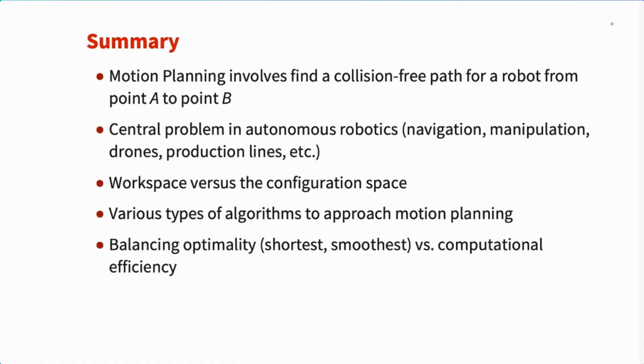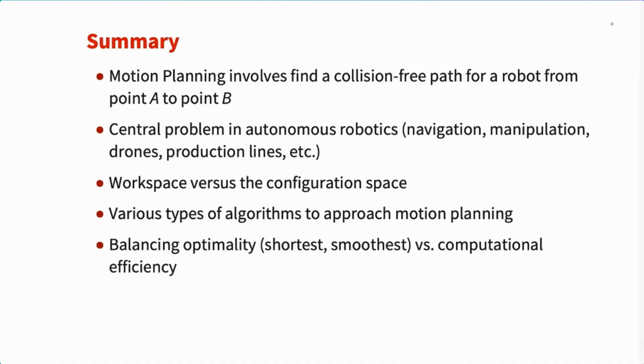So, in summary, motion planning involves finding a collision-free path for a robot to move from point A to point B. One of the central problems in autonomous robotics is motion planning, especially in navigation, manipulation, drones, production lines, etc.